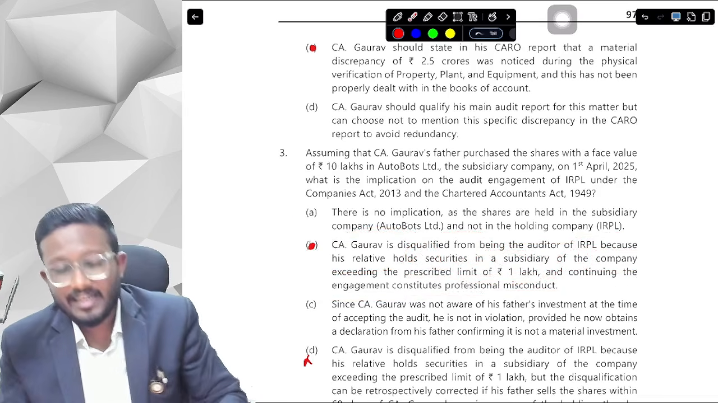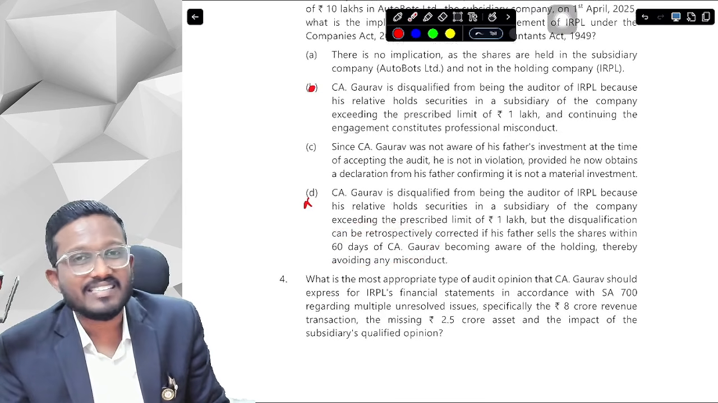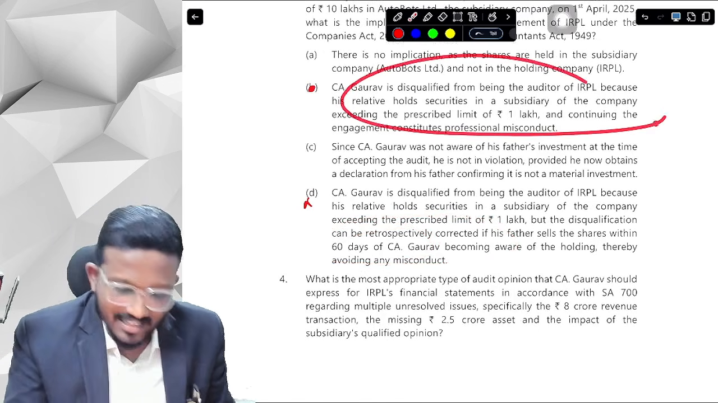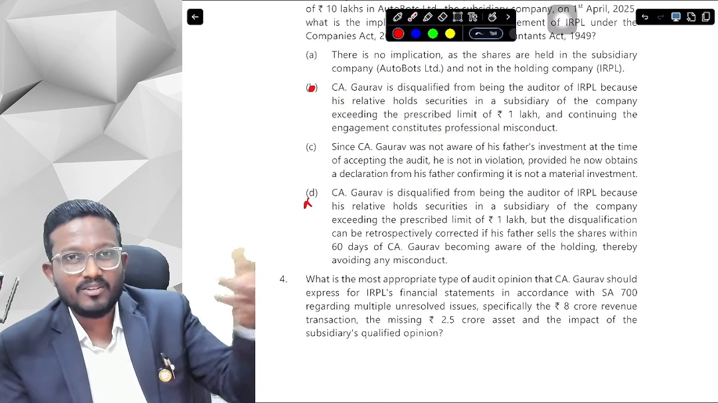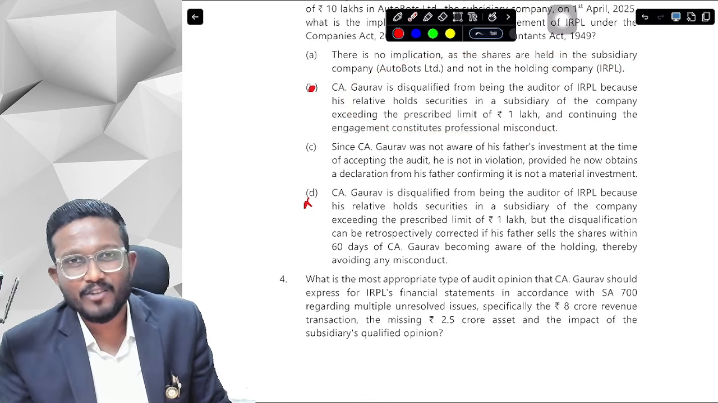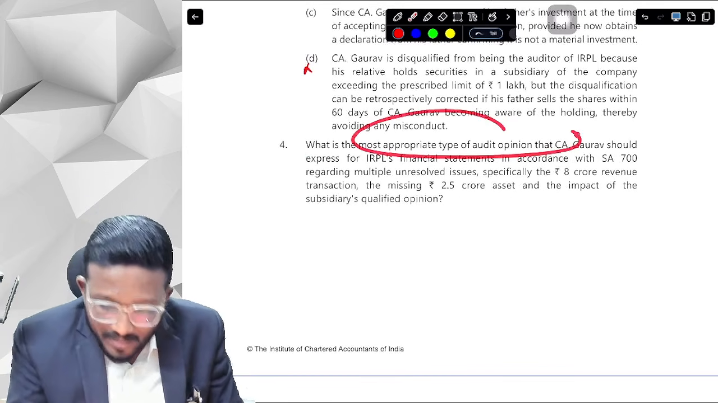Now here, don't get confused with the 60 days limit. In our ICAI module, the 60 days limit is not given, so we will not consider this 60-day limit. We will directly say that since the relative is holding securities of more than 1 lakh rupees, we will be disqualified, without waiting for the 60 days period. Okay, yes sir. Now, what is the most appropriate type of audit opinion?